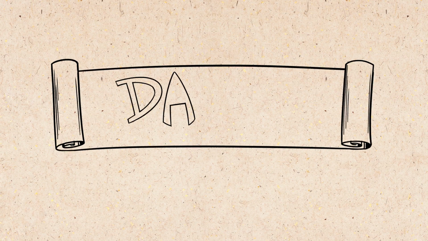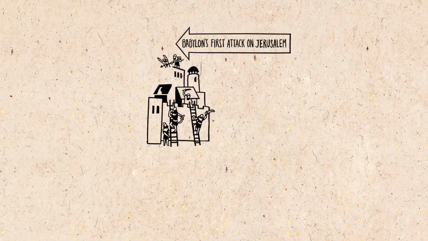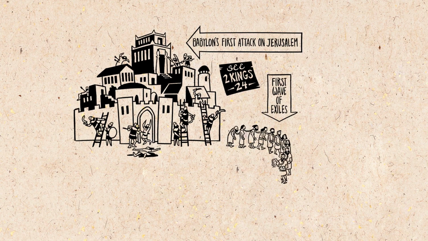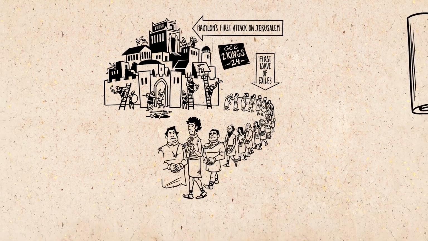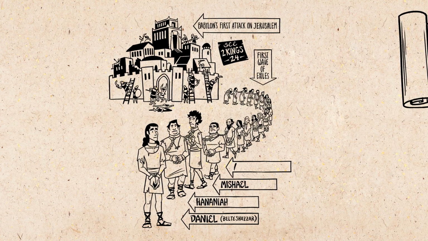The book of Daniel. The story is set right after Babylon's first attack on Jerusalem, when they had plundered the city and its temple and taken a wave of Israelites into exile. Among them were 4 men from the royal family of David: Daniel, who's later named Belteshazzar, and his 3 friends who you probably know by their Babylonian names, Shadrach, Meshach, and Abednego. This book tells of their struggles to maintain hope in the land of their conquerors.